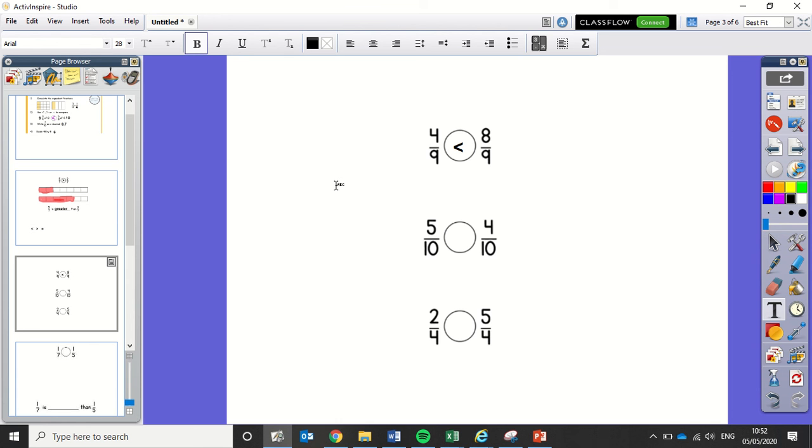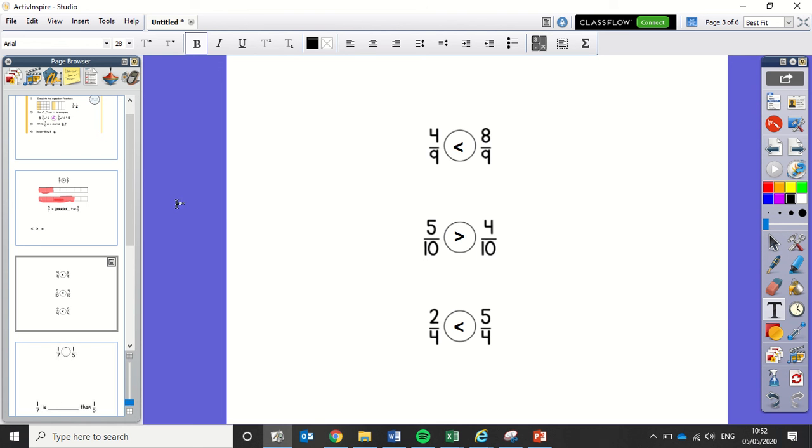And welcome back if you decided to pause. So, let's see if you got the next 2 questions right. We've got 5/10 and 4/10. Well, 5 is bigger than 4. Simple. The next one, 2/4 and 5/4. 5 is obviously bigger than 2. 5/4 is the greater fraction.